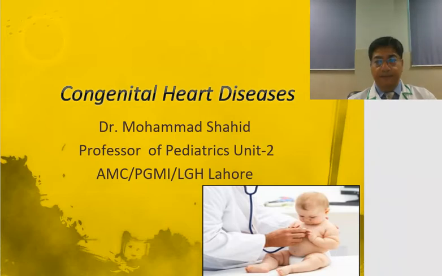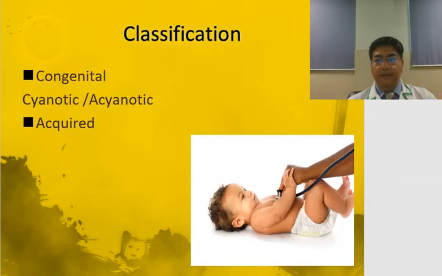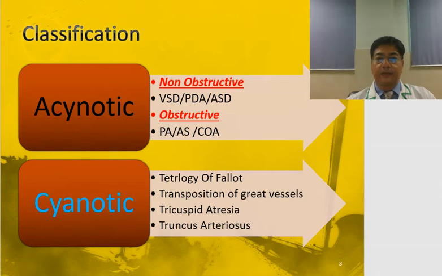So there are multiple heart issues in children. They are divided into congenital and acquired. In adults, most of the cardiac problems are acquired, like ischemic heart disease. In children, most of the heart problems are congenital, but a few of them are acquired as well. Congenital heart issues are divided into acyanotic and cyanotic heart problems.